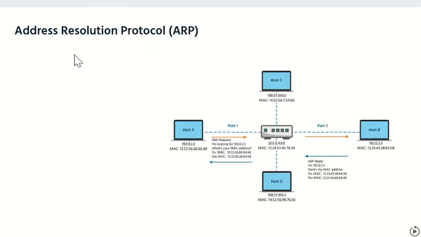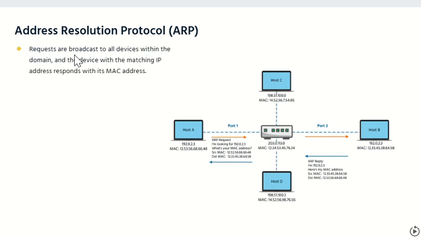So how is a physical address converted to an IP address? This conversion is accomplished using the Address Resolution Protocol, or ARP, process. ARP requests are broadcasted to all devices within the domain, and the device with the matching IP address responds with its MAC address. Let's say that host A wants to communicate with host B.